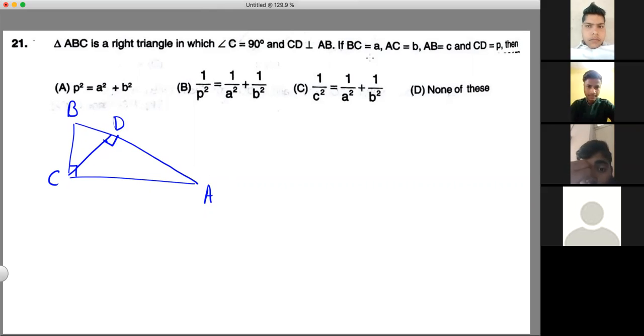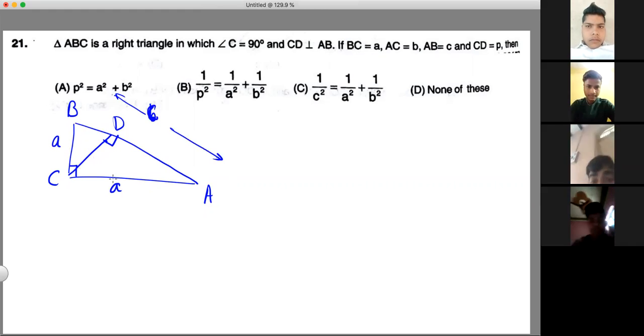If BC is a, AC is b, and CD is p, then which of the following is true?